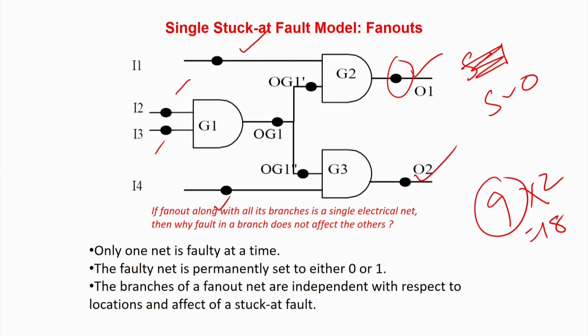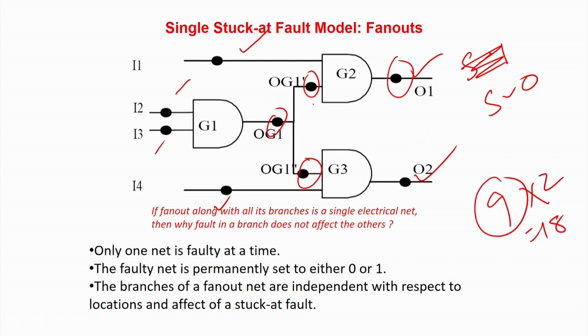One important point I want to emphasize is that this is a fanout branch. From here I am going to all these parts, three lines, but I do not consider this as an electrically even line, the same line. I can have a fault here, a fault here, as well as a fault here. So the fault model assumes that the fanout branches are independent.